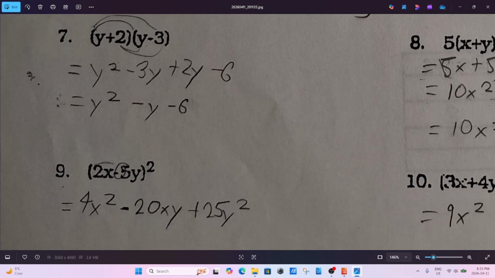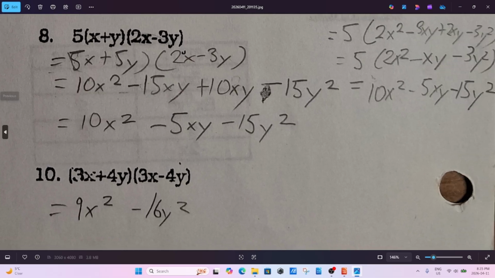We can do question 7. y plus 2 times y minus 3. So we're going to do y times y, which gives you y squared. And then y times negative 3 is negative 3y. And then we're going to do plus 2y and then negative 6, which gets you to y squared minus y minus 6.